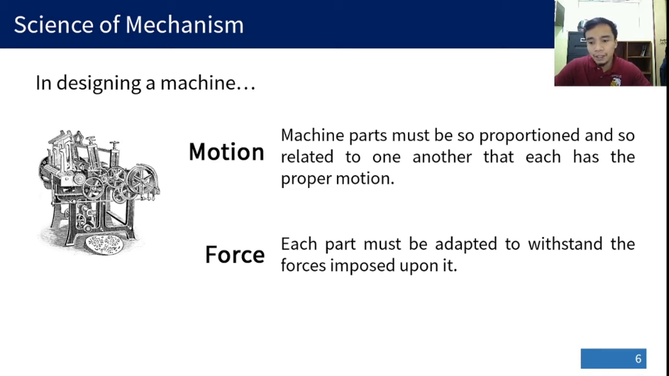Second is ang force. So ang force is since mag-involve man ta og conversion of energy, so main conversion of energy is mag-involve siya og force. So dapat katong mga machine parts sa maghimo nga machine is dapat maka-withstand siya og force nga i-pose ato niya. Otherwise, katong mga machine parts kung nalagyan dito nga mga forces, pwede siya it will cause less life niya. Pwede siya mag-deform or dili ka-effective and efficient ang conversion sa energy. Since in designing a machine naa na ang duha ka mga categories nga dapat atong i-consider, ang motion ug ang force.